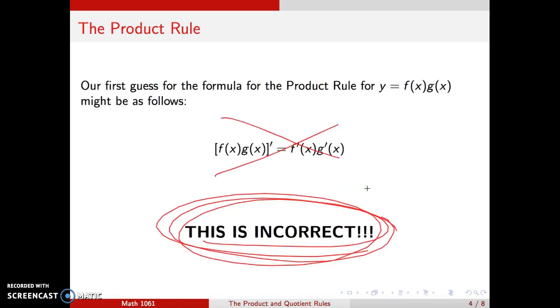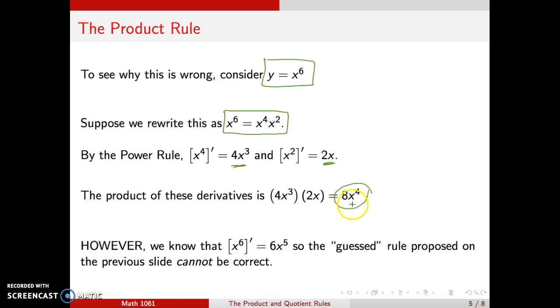So if we had guessed that this formula worked, looking at the product of those derivatives, we'd end up with 8x to the fourth. But we already know for sure that the derivative of x to the sixth is 6x to the fifth. So this derivative has to be 6x to the fifth. It can't be that. So what this does is show us that our proposed rule cannot be correct. And it is not correct. We've got one example where it fails, and that's enough to say that it's not true.